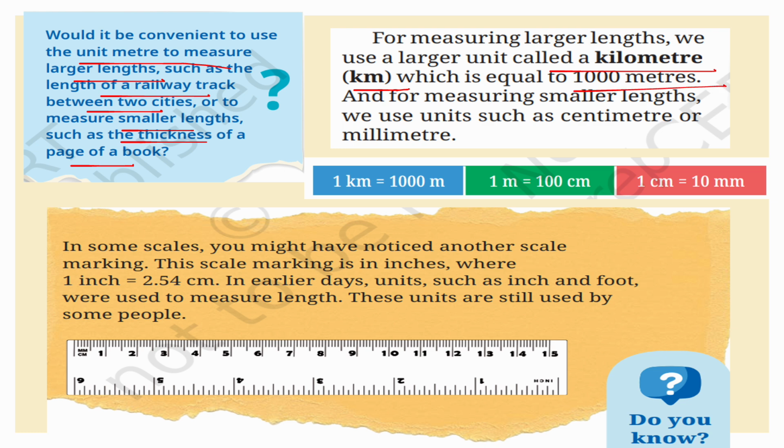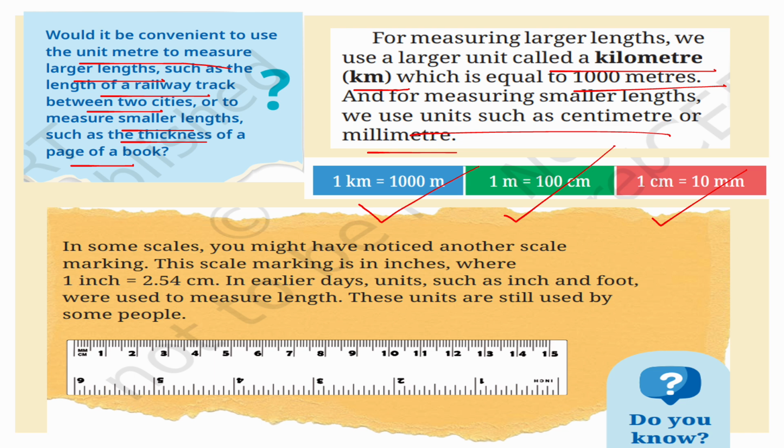So, for measuring larger lengths, we can use a larger unit such as kilometer. Kilometer is represented as km. So, 1 kilometer is equal to 1000 meters. And for measuring smaller lengths, we use units such as centimeter or millimeter. 1 kilometer is equal to 1000 meters. 1 meter is equal to 100 centimeters. 1 centimeter is equal to 10 millimeters.